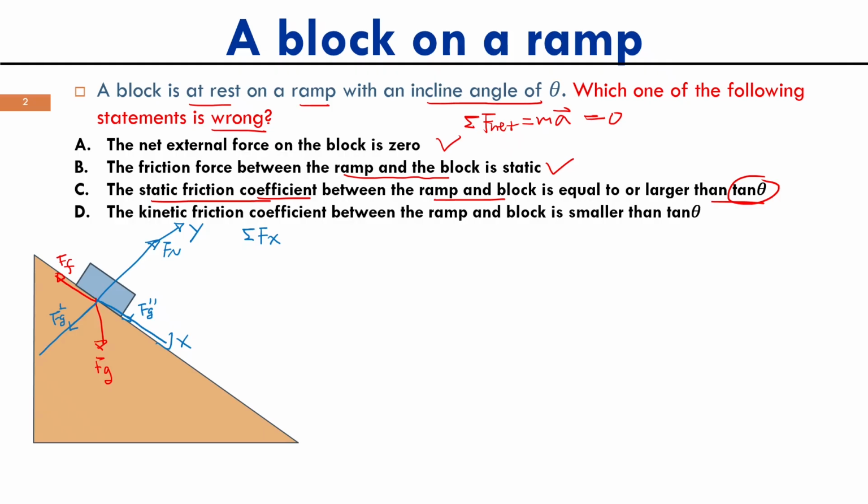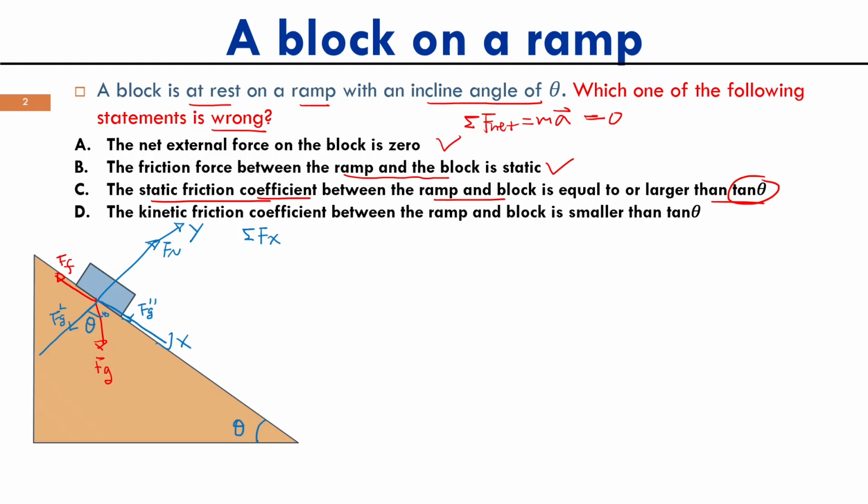So how do I get these two components? If the angle here is theta, then this angle and this angle make 90 degrees, and this angle and this angle also make 90 degrees. So that means this angle here is theta. Then we can do the force decomposition.